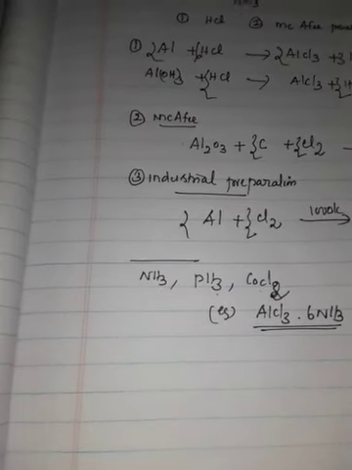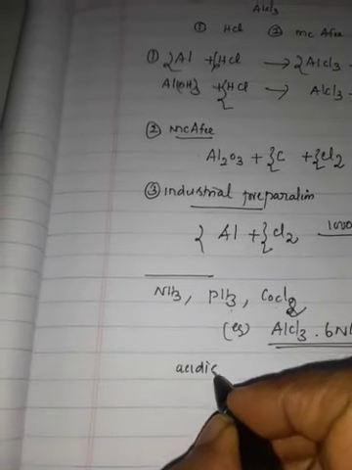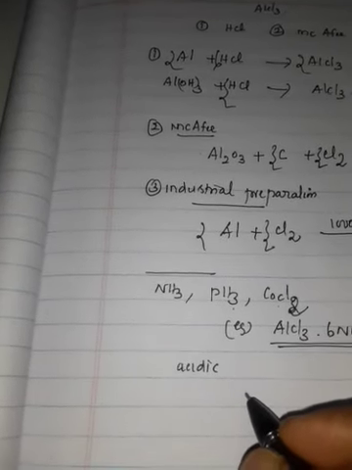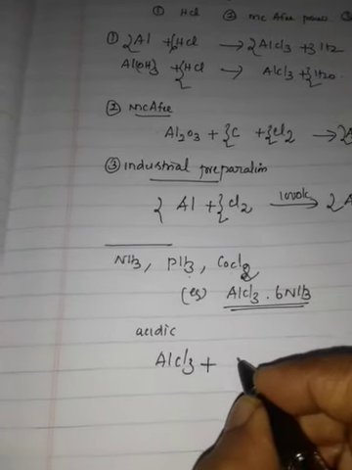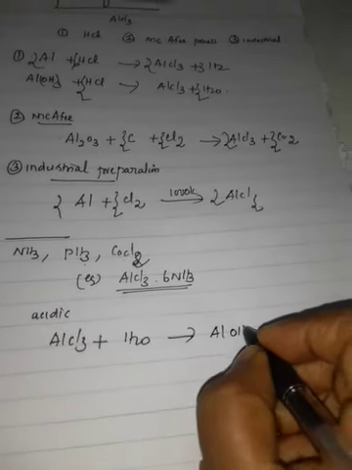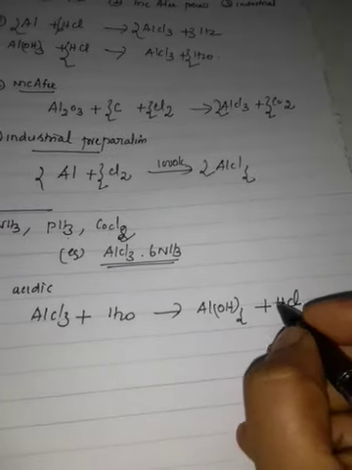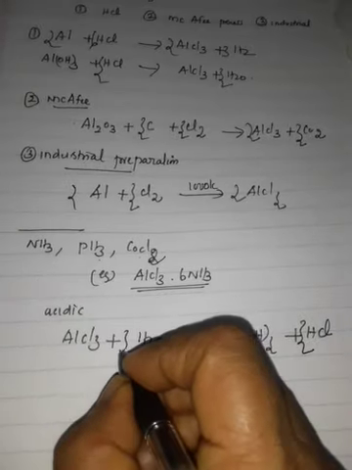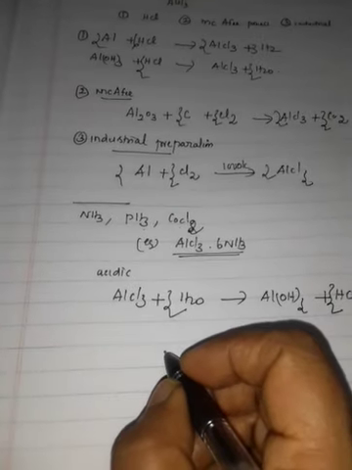Next, aluminium chloride behaves as acidic in nature. Acidic in nature. So aluminium chloride with water forms aluminium hydroxide, and hydrochloric acid is liberated. On balancing, 6 hydrogen. This is one of the chemical properties.